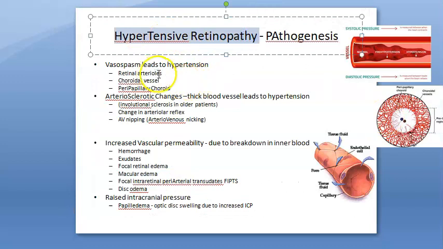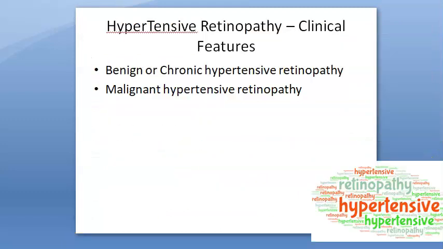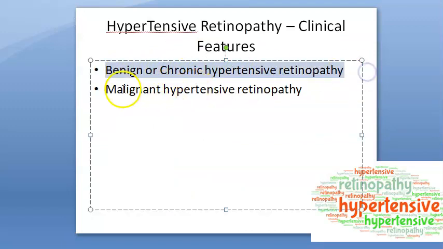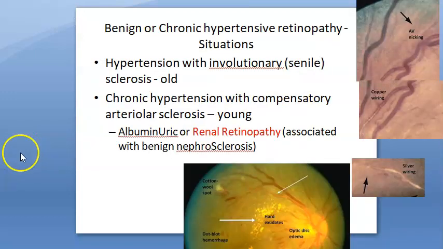Hypertensive retinopathy they're talking about here, there will be vasospasm that leads to hypertension, arteriosclerotic changes, increased vascular permeability, raised intraocular pressure. So there are two things here, benign or chronic hypertensive retinopathy, and malignant hypertensive retinopathy. All this we have looked at in our detailed videos, isn't it? So here they're showing copper wiring, silver wiring, AV nicking.